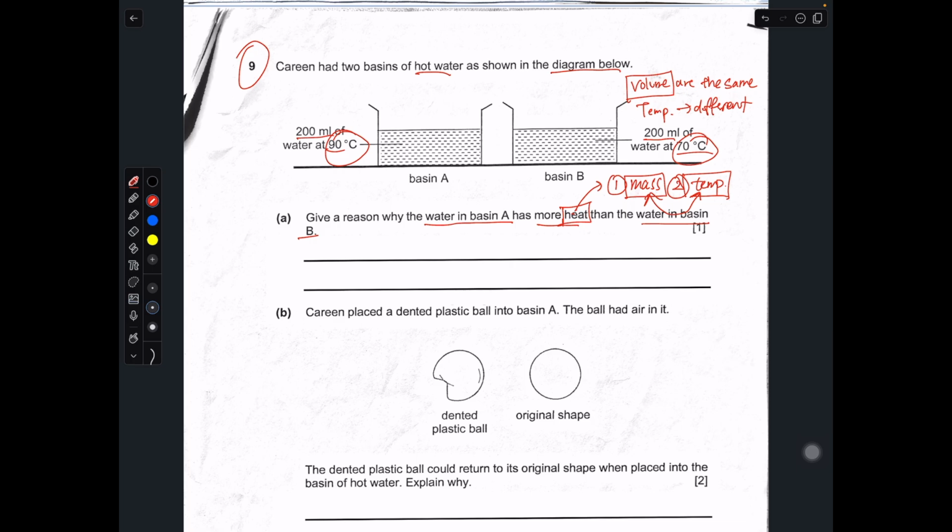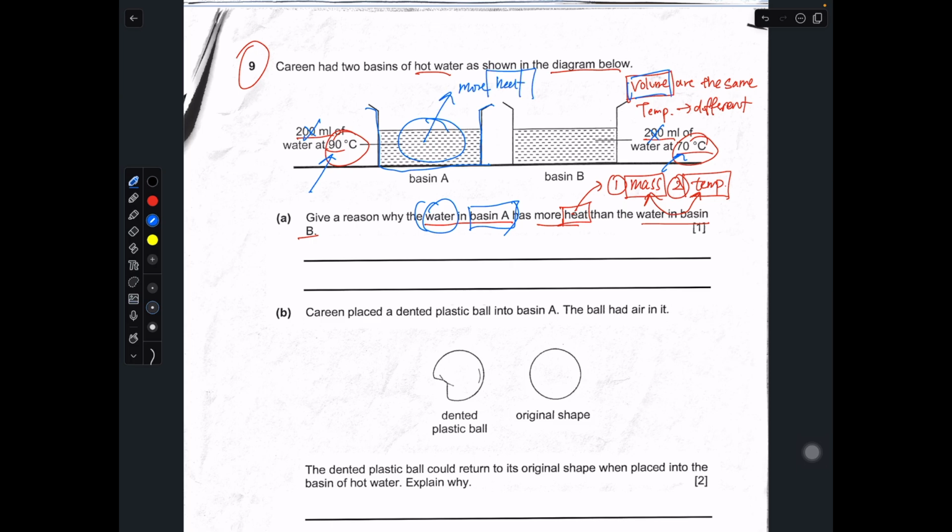Since the volume, or rather the mass, are the same, we can ignore this part. We can solely look at the temperature number alone. Over here it is clear that basin A has a higher temperature. Or rather, the water in basin A, not basin A itself. There's a difference. If you say basin A, you're talking about this basin. It's not about the basin, it's about the water inside the basin having more heat.